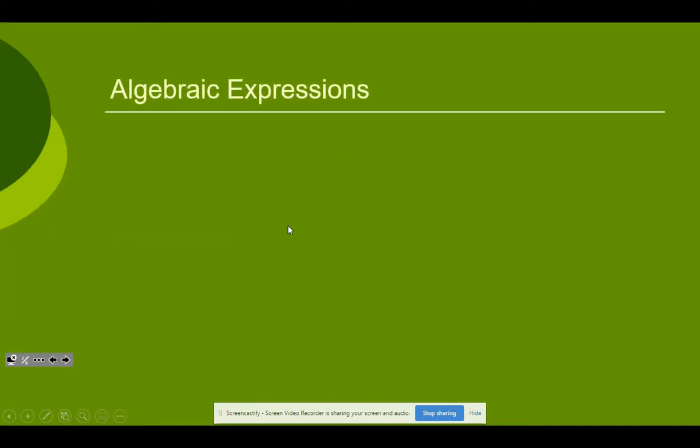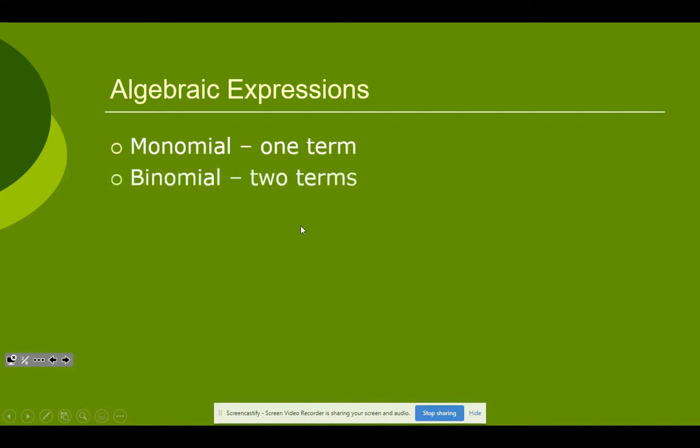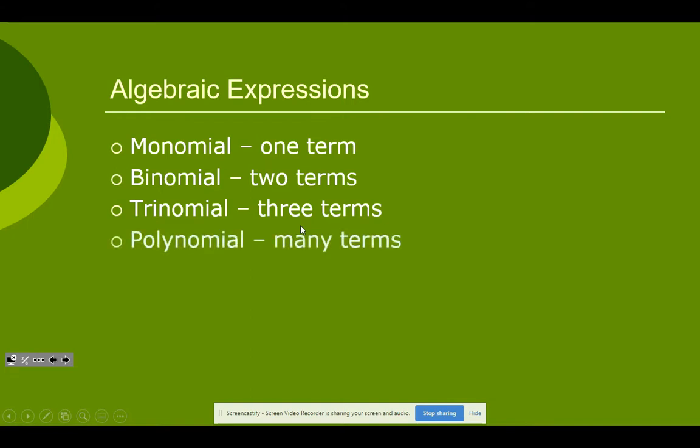So we have some very special names for algebraic expressions. If we have a one-termed algebraic expression, it's called a monomial. A two-termed algebraic expression is called a binomial. A three-termed algebraic expression is called a trinomial. And anything bigger than that, we simplify by just calling it a polynomial.